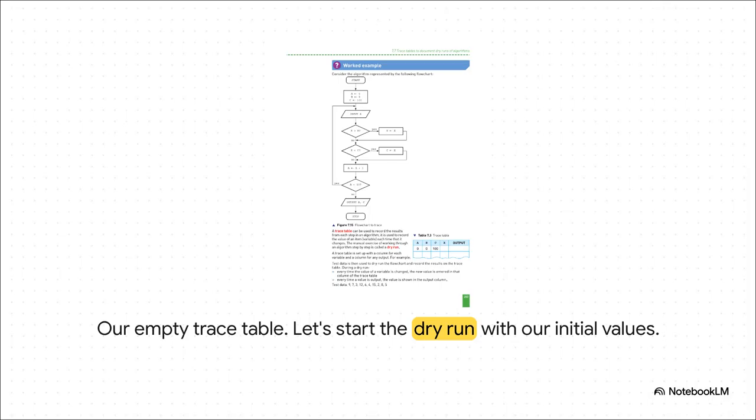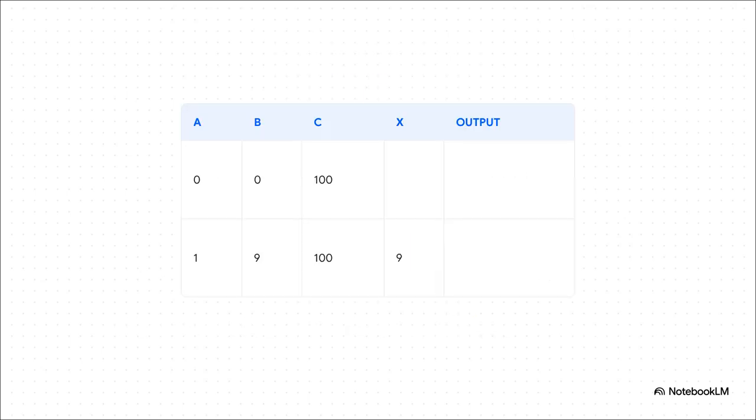All right, let's get our board set up. You can see we've got columns for our variables, A, B, C, and of course our input, which is x. Now, the algorithm tells us to start with A at 0, B at 0, and C at 100. We've got a list of 10 numbers to feed it. First up is the number 9.